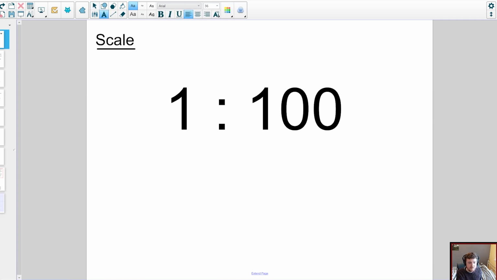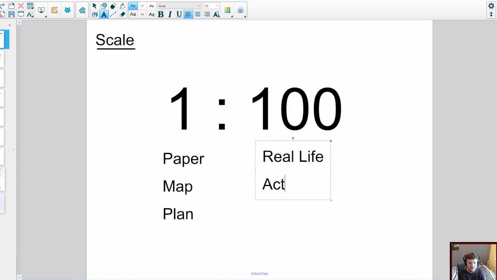In a scale, there are two components. These are the paper, which would also be known as a map, or could be seen as a plan. These are the words you might see in the exam. And the right-hand side is real life, or actual size, or something like that. Yeah, that's the reality of what a scale is. And so this is how a scale would be written.